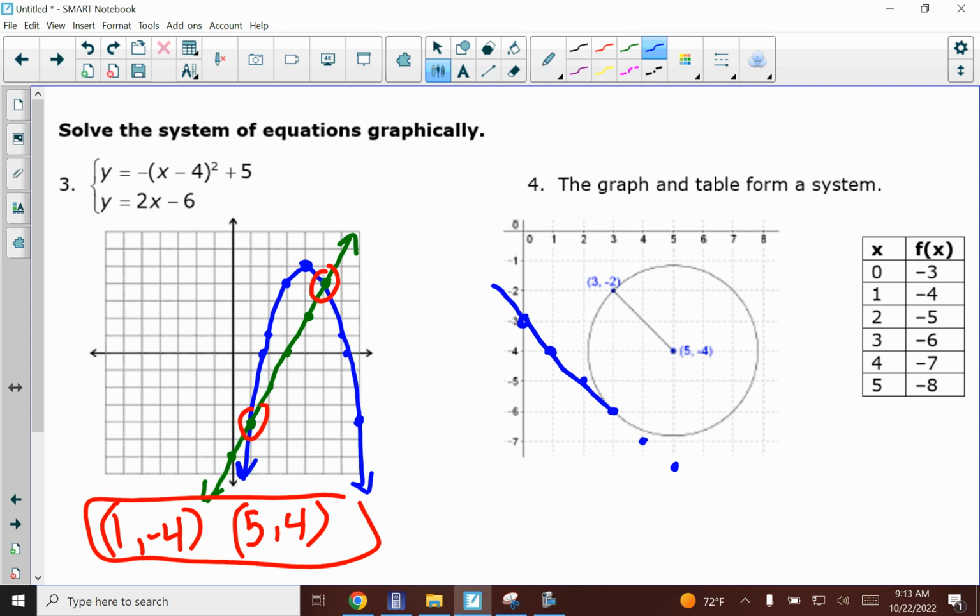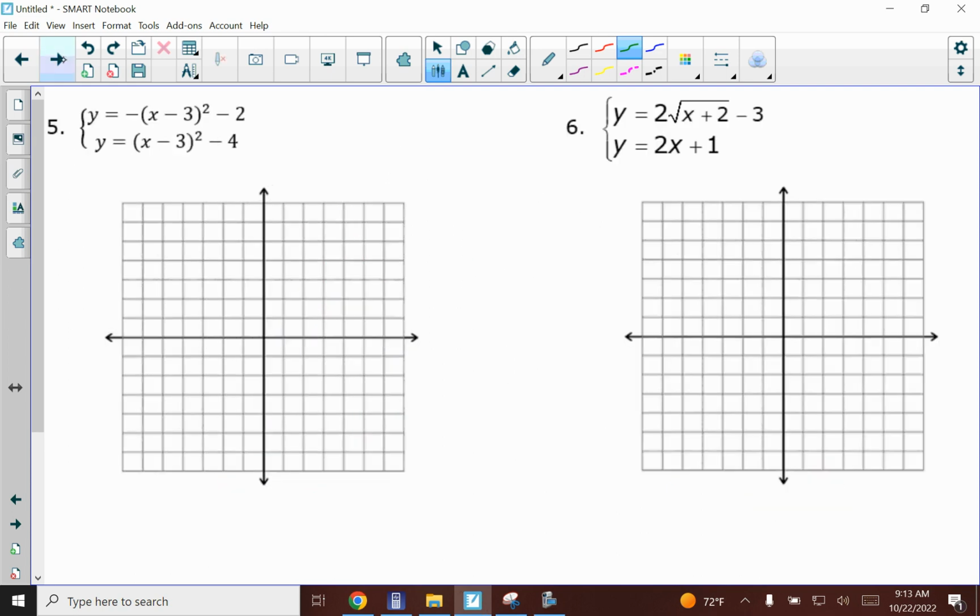So this looks like it forms a straight line, and our solution is anywhere where the graph touches the circle. So it looks like it's going to be that point right there. That's 3 to the right and 6 down. So that's our answer. Okay, number 5 and number 6.